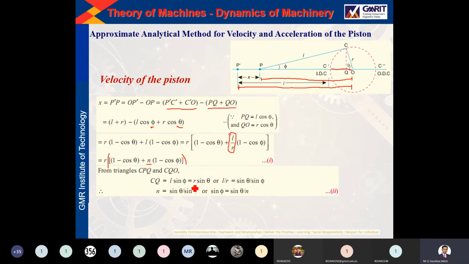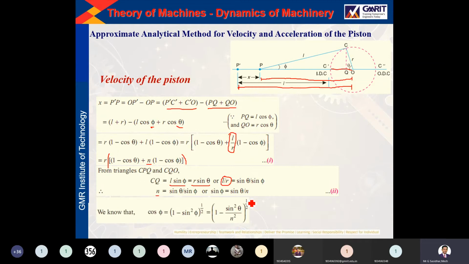Now look at that. From these two values, L sin phi equal to r sin theta, make a ratio: L by r equal to sin theta by sin phi. Now what is L by r? The ratio of connecting rod length to crank pin radius, that is n. We have defined this one already. So n equals sin theta by sin phi. Sin phi equal to sin theta by n, or sin theta equal to n into sin phi. I have written it in terms of sin phi: sin phi equal to sin theta by n.